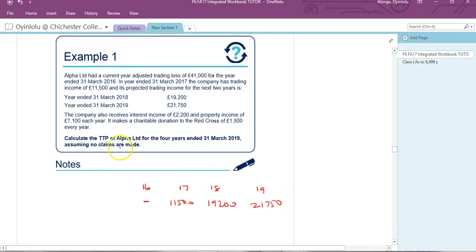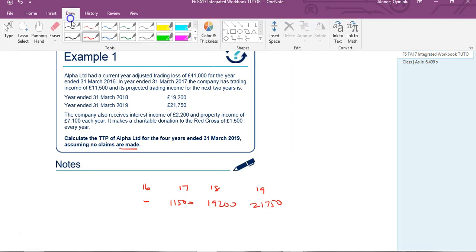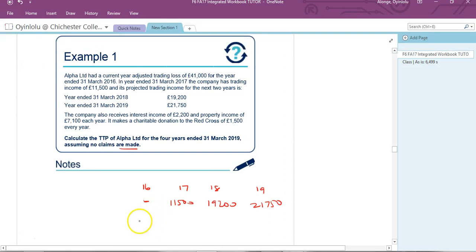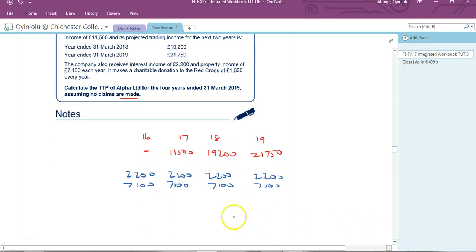And like I said, as it tells you that no claim is made, the assumption is that you're not using it again. So let me just change my pen color again. Change that to blue. It says you also have interest income of 2,200 and 7,100 each year. You have this 2,200, 7,100, 2,200, 7,100, 2,200, 7,100. And then you also have these QCDs here of 1,500, 1,500. So hopefully you'll get what's going on here.